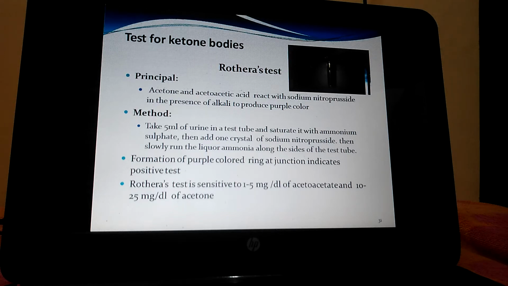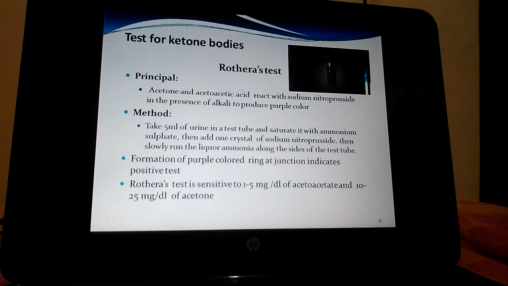For detection of ketone bodies, we do Rothera's test. The principle behind Rothera's test is that acetone and acetoacetic acid react with sodium nitroprusside in the presence of alkali to produce a purple color. Method: we take 5 ml of urine in a test tube and saturate it with ammonium sulfate, then add 1 crystal of sodium nitroprusside. Then slowly run liquor ammonia along the sides of the test tube. Formation of a purple-red ring at the junction indicates a positive Rothera's test, as you can see in the picture.